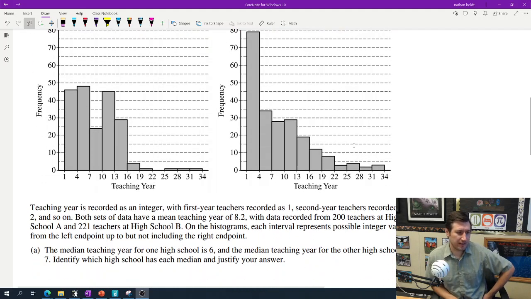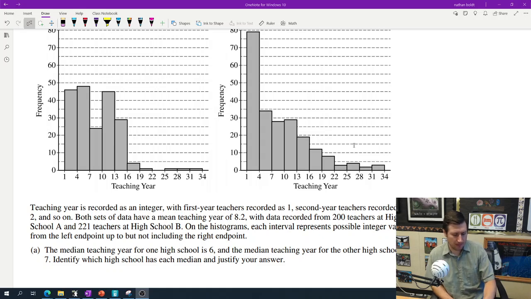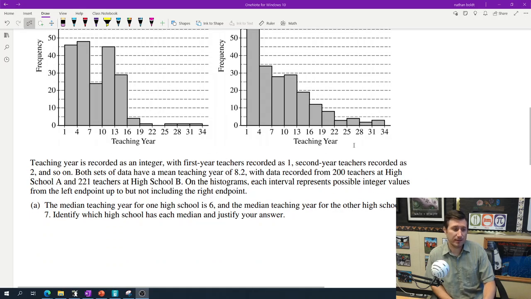Teaching year is recorded as an integer, with first year teachers recorded as a 1, second year teachers recorded as a 2, and so on. Both sets of data have a mean teaching year of 8.2, with data recorded from 200 teachers at A and 221 teachers at high school B. On the histograms, each interval represents possible integer values from the left endpoint up to but not including the right endpoint. All right, not anything too crazy yet.